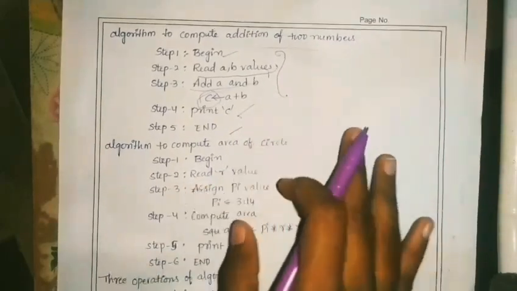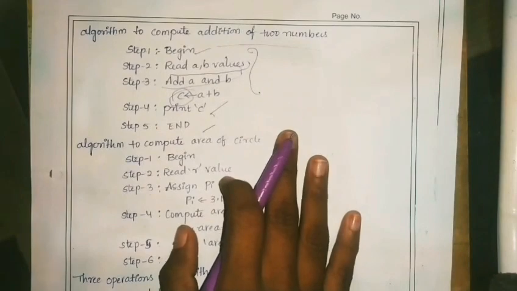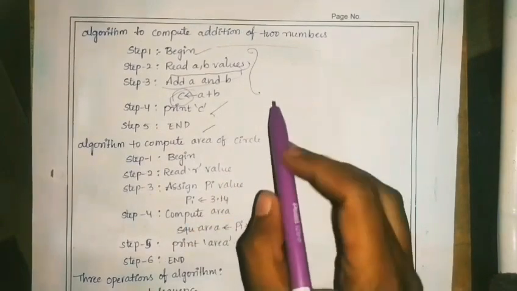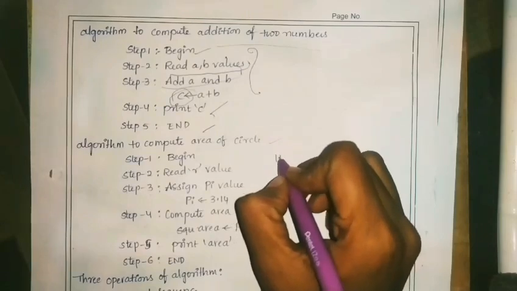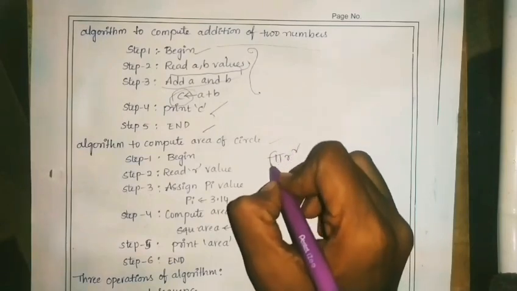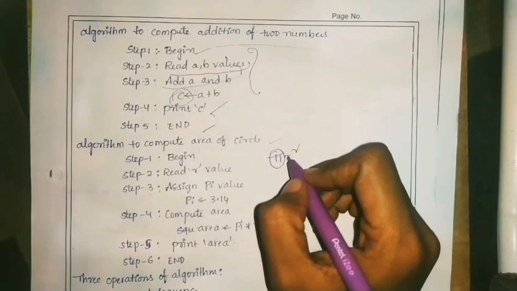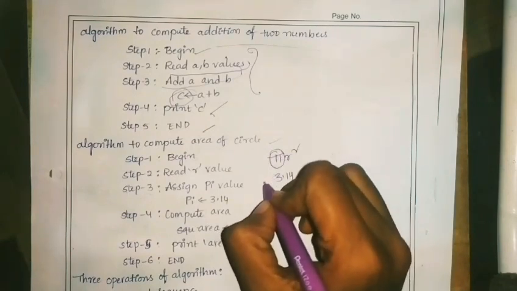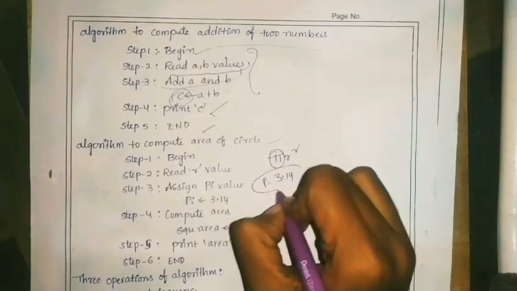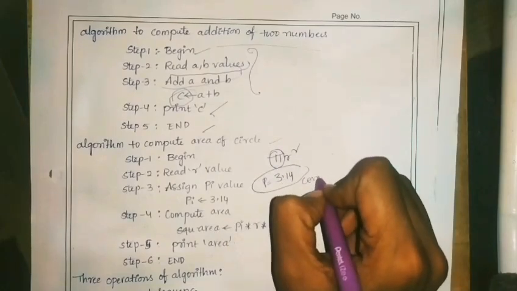Like that, we represent different problems. Another example, area of circle. We already know the formula, pi r square. So here pi is a value we assign as 3.14. It is not changeable, so it is a constant one. Okay.